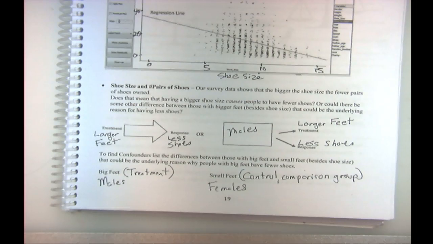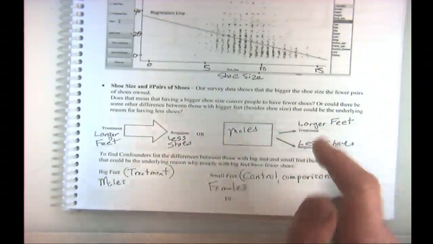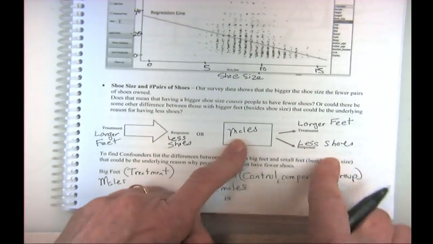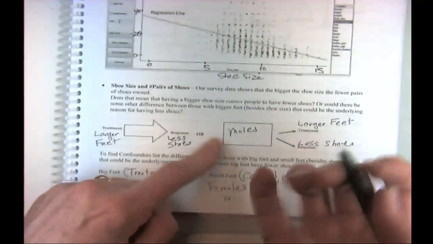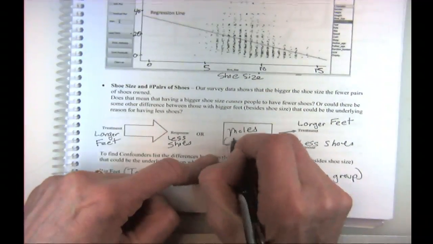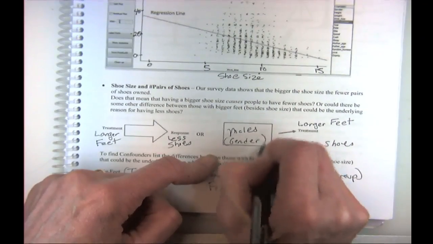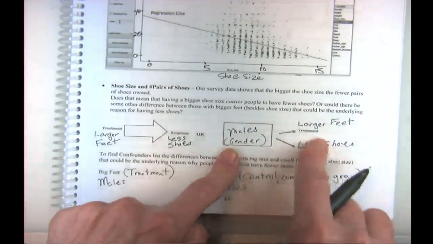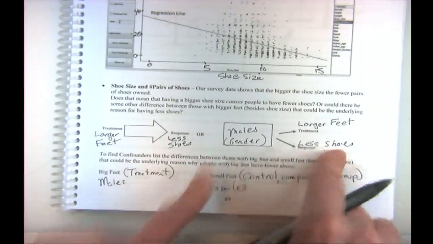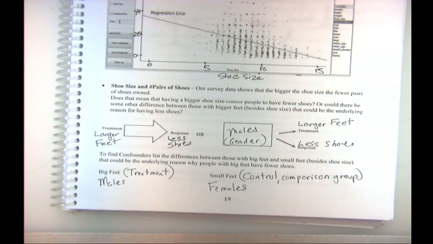Gender better than male? Yes, gender is better than male. I just wanted to say a specific case, it's just because I wrote the larger feet and the fewer shoes. Males versus females. Yes, gender is better, because you could easily write it as size of foot. It's more general, yeah. Any other questions?